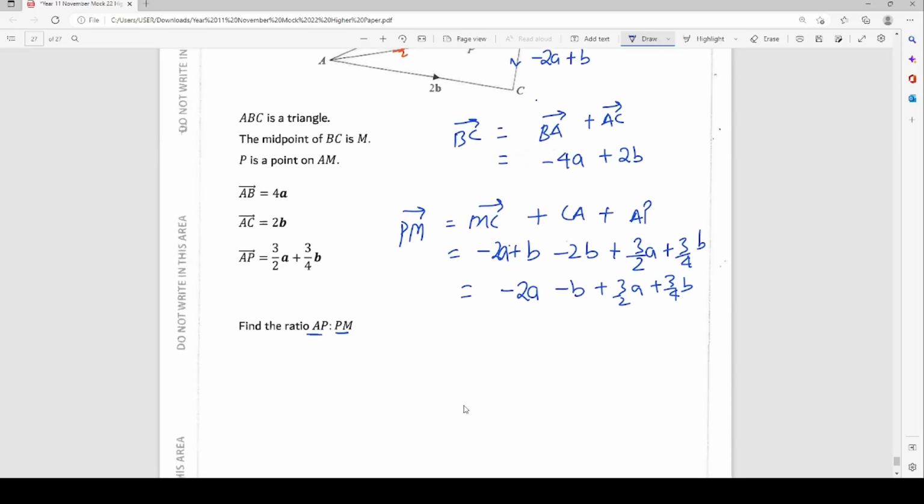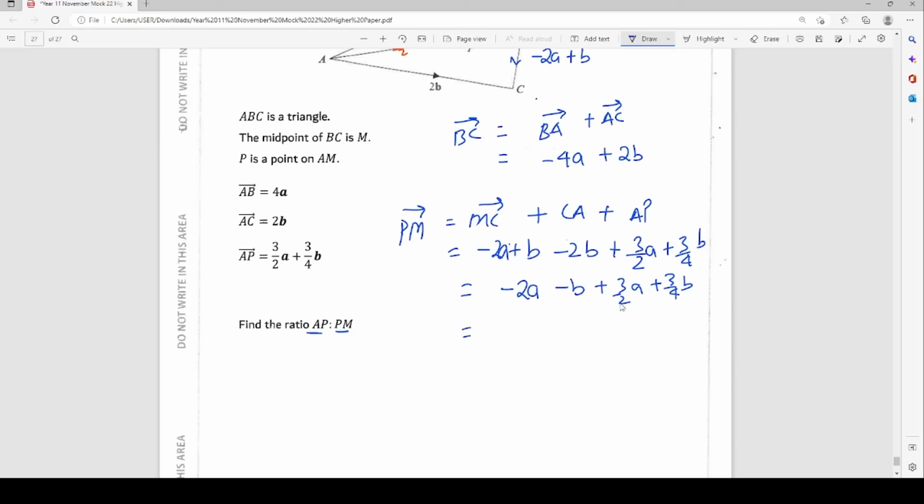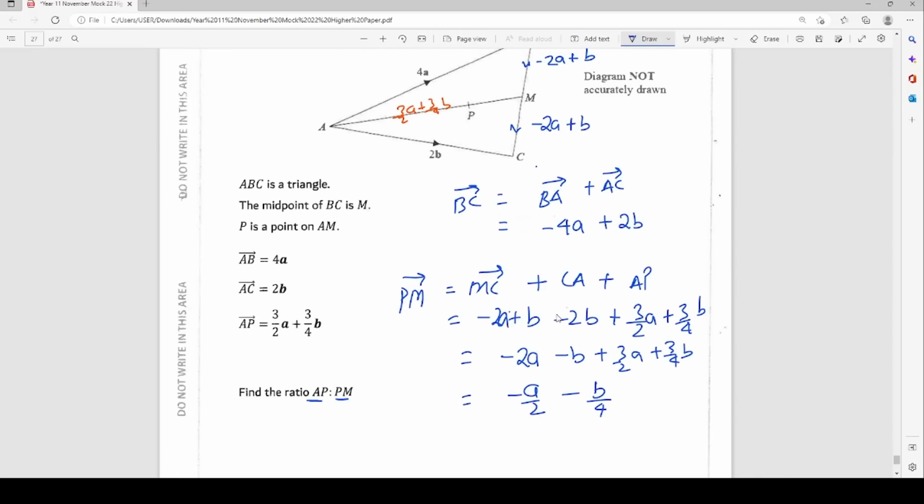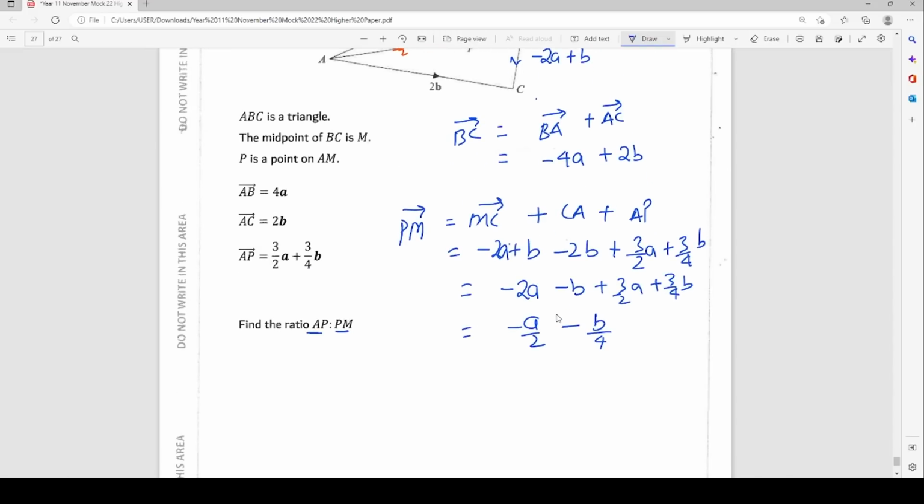All right, so let's see. Negative 2A and 3 over 2, so that will give me negative A over 2, so negative half, basically. Negative 2 plus 1.5 is going to be negative A over 2, and here I have got negative B and this. So if I take, I will have negative B over 4. So that's the expression for PM we have got, and now we need to find their ratios.